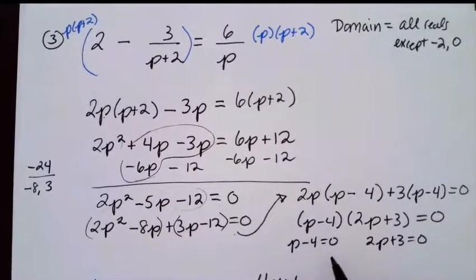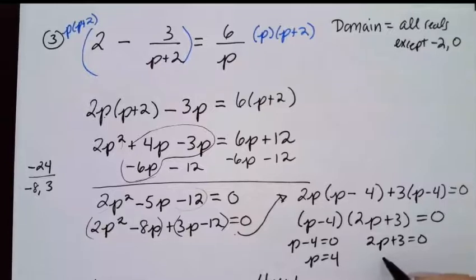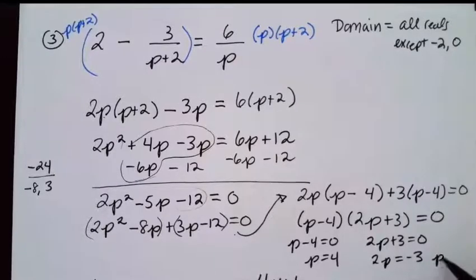p minus 4 equals 0 tells me that p is equal to 4. And if 2p plus 3 equals 0, then that means that 2p is equal to negative 3, and p is equal to negative 3 halves, which I'll write over here.